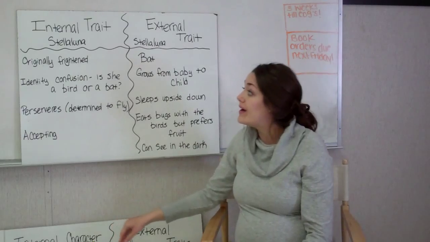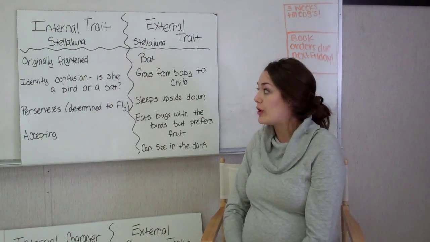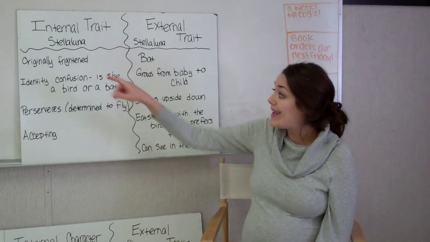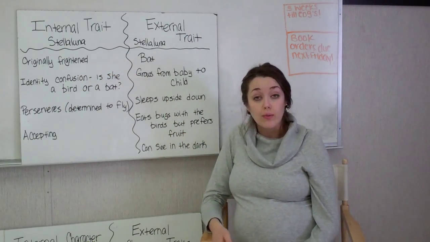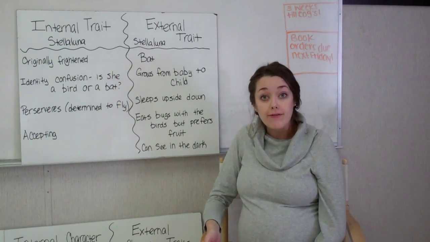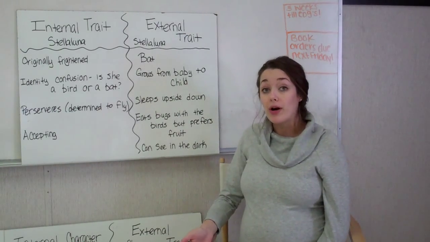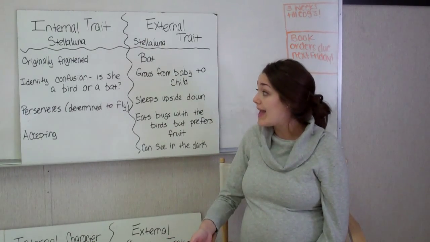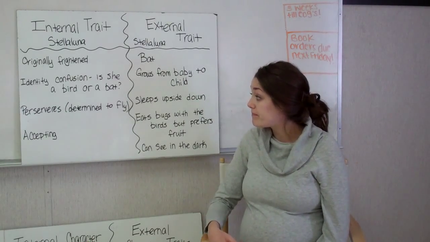In Stellaluna, our main character, or one of our main characters, is Stellaluna herself, this bat. When we look at Stellaluna, starting internally, originally she's very frightened. After she becomes separated from her mother, she doesn't know where she is, she's uncomfortable. When Mama Bird finds her, she doesn't know what's expected or how to behave. So that feeling of fright is an internal character trait.